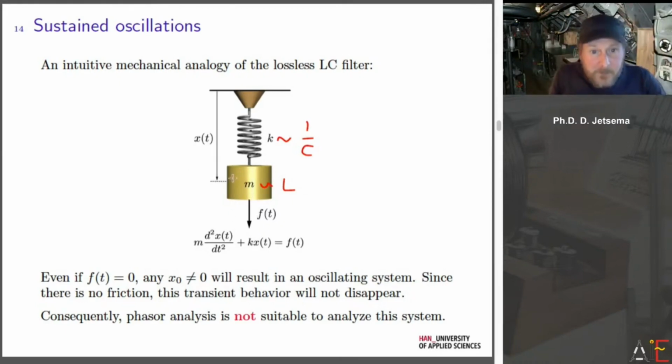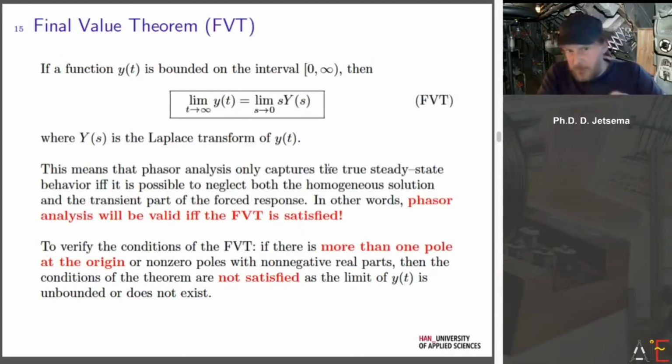So also for this system, phasor analysis is just not suitable, only under the very specific condition that you choose your initial position and your initial velocity in a certain way. Only then do you get the correct answer for this system. How can you check this beforehand? And also, how can we have some kind of guideline so that we don't make these mistakes anymore in our careers?